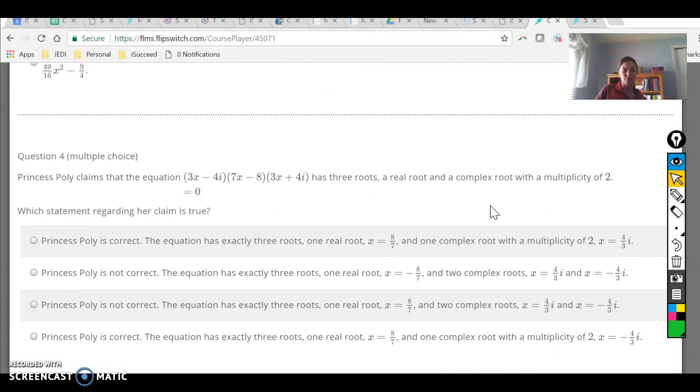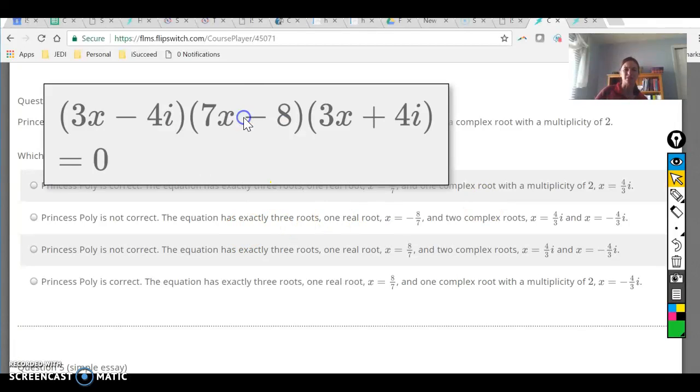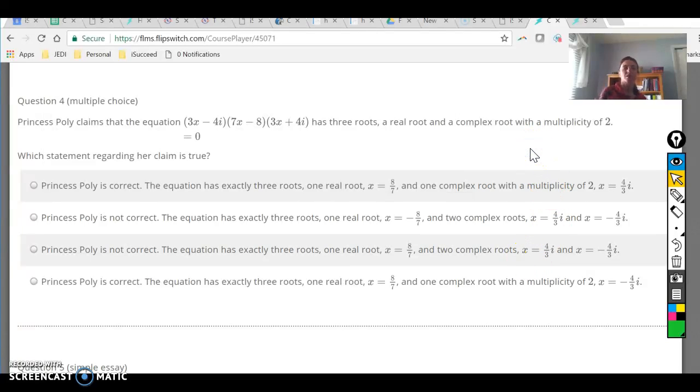Okay, question 4 states that Princess Polly claims that the equation (3x - 4i)(7x - 8)(3x + 4i) = 0 has 3 roots: a real root and a complex root with a multiplicity of 2. The way that they've got these written is a little wonky. Sorry about that. So which statement regarding her claim is true?